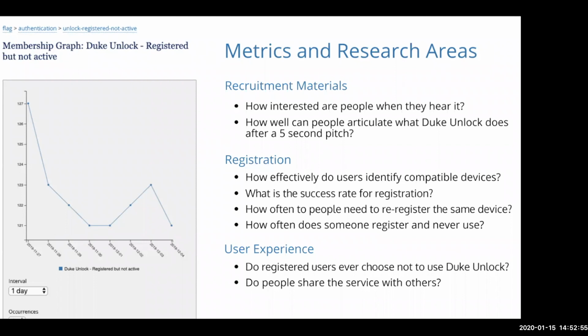We also want to make changes to our registration page to track a few additional things, like how effectively do users identify compatible devices. As you may have seen before in the screenshot, we list out the devices that we know work well with WebAuthn, but are users actually reading that, or are they just trying to register and potentially getting a failure? And what is the success rate for registration? Are users running into any other types of failures that we need to troubleshoot? How often do people need to re-register the same device?